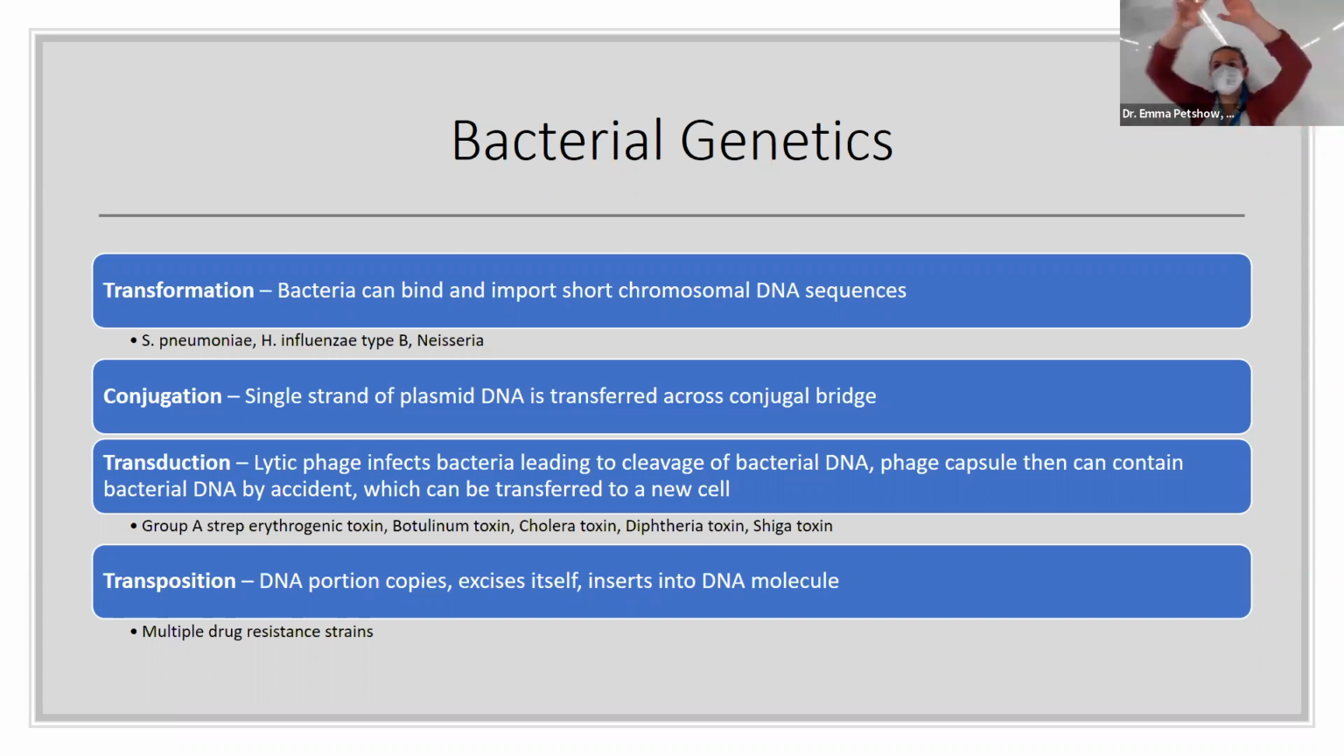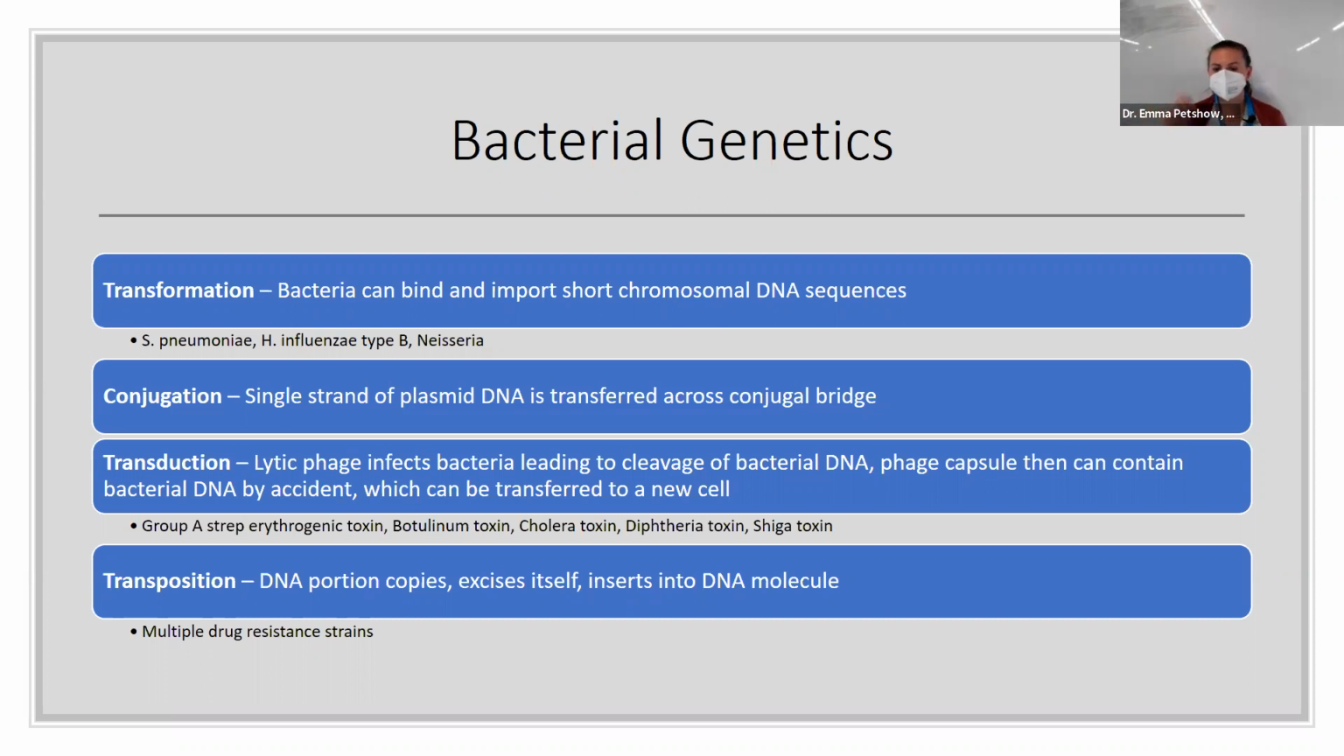Conjugation, think about this as having a bridge. There's a highway between 2 cells, and one cell is sending a single strand of plasmid DNA across that conjugal bridge to the other cell. So conjugation is an actual transfer down a connected highway and path, versus transformation, where bacteria just bind shortly and import a tiny snippet of bacterial chromosomal DNA. Conjugation is plasmid DNA, a different type of DNA, not chromosomal DNA. Many bacteria do this.